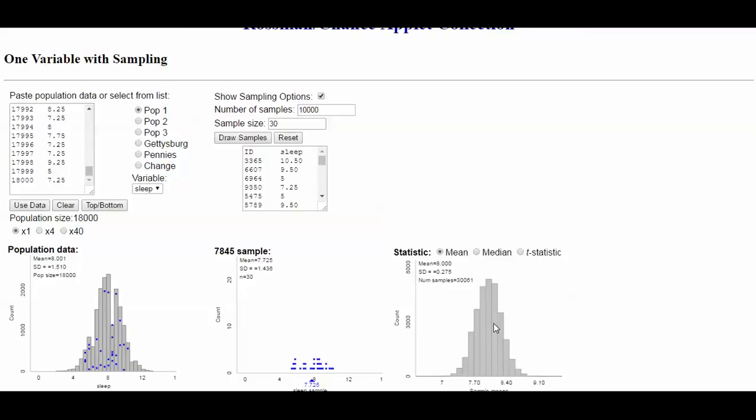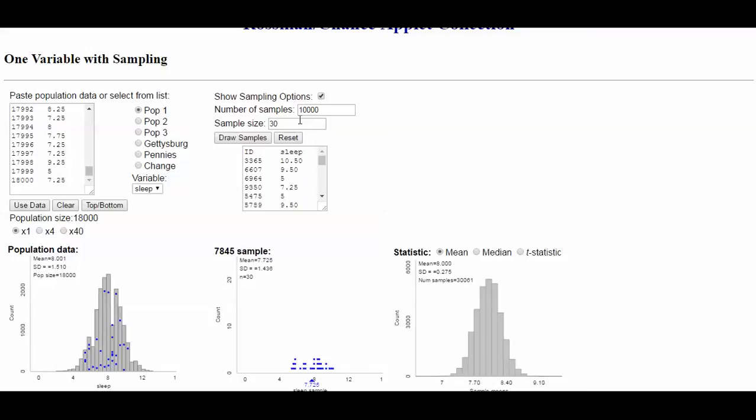So far we've demonstrated the first point of the central limit theorem, which is that if the population is normal, if the individuals in the population follow a normal curve, then the sampling distribution is always normal, regardless of what sample size you're dealing with. It doesn't matter if the sample size is 10, 30, or any other number.